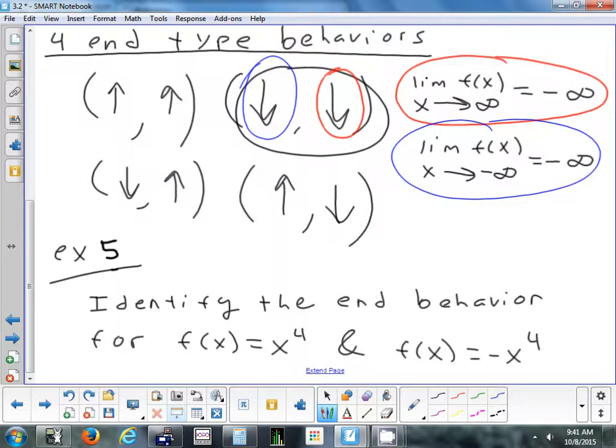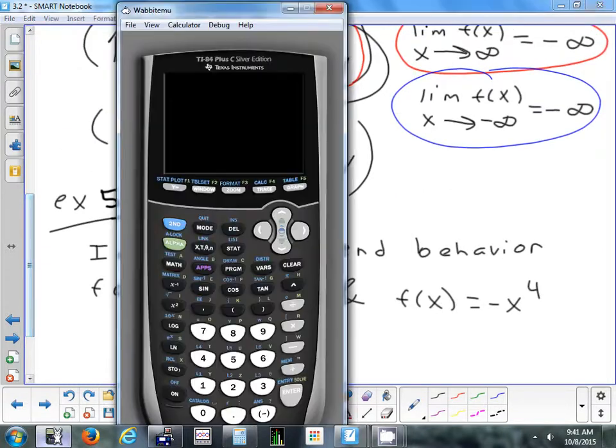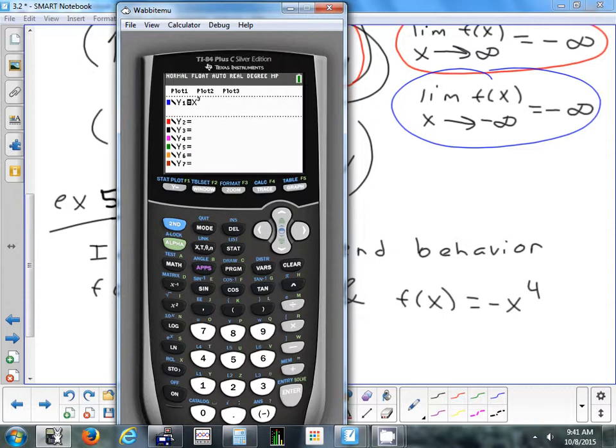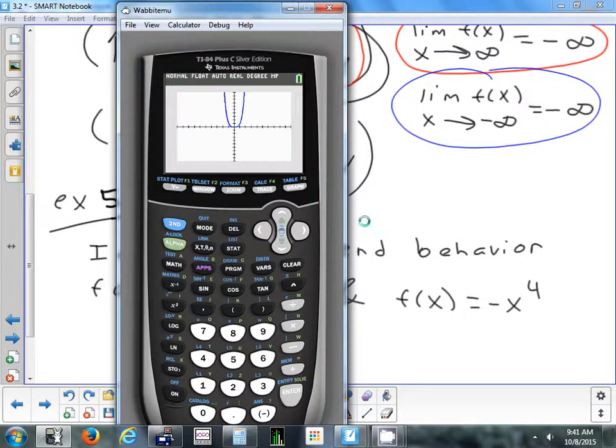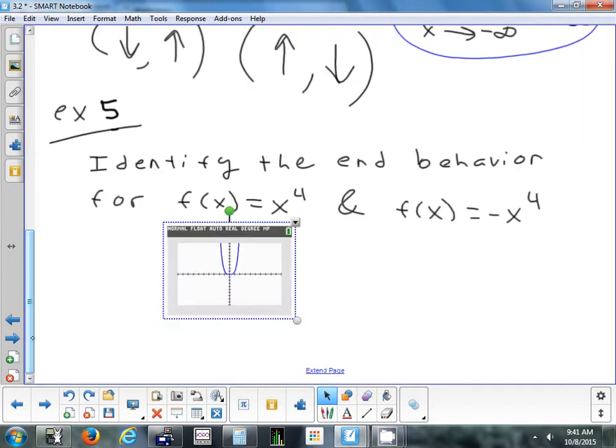All right, so let's graph both of these and identify the end behavior. Okay, x to the 4th. It kind of looks like a parabola, but it's a little bit flatter on the bottom than a normal parabola. And what's the end behavior of that? Yeah, it's going up, right? And how would you write it? Positive infinity, positive infinity.